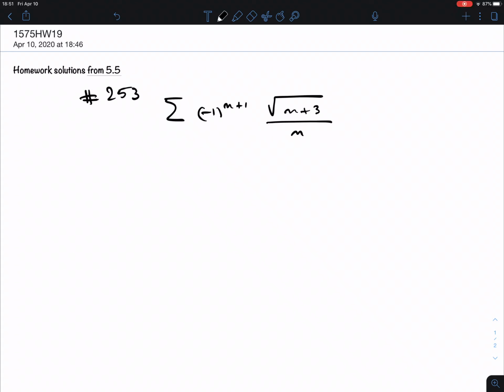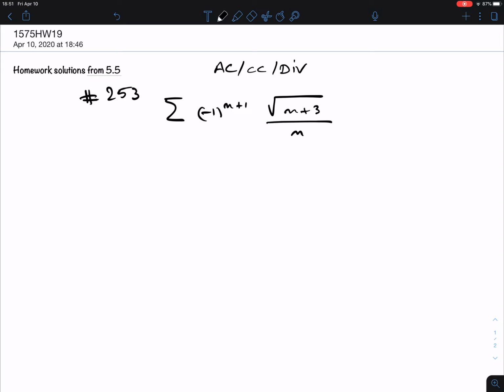Over some of the homework problems from 5.5. The question actually was more than just checking convergence. It was deciding which of these three cases we are in: absolute convergence, conditional convergence, or divergent. And so this means always two things have to be checked.